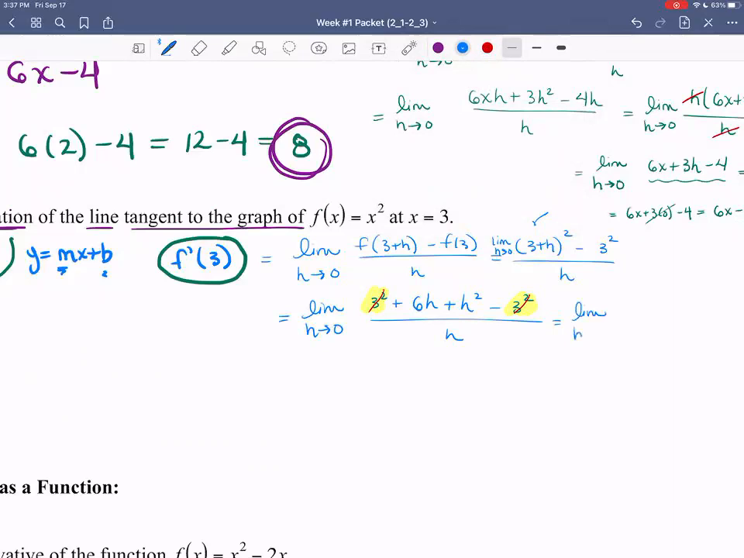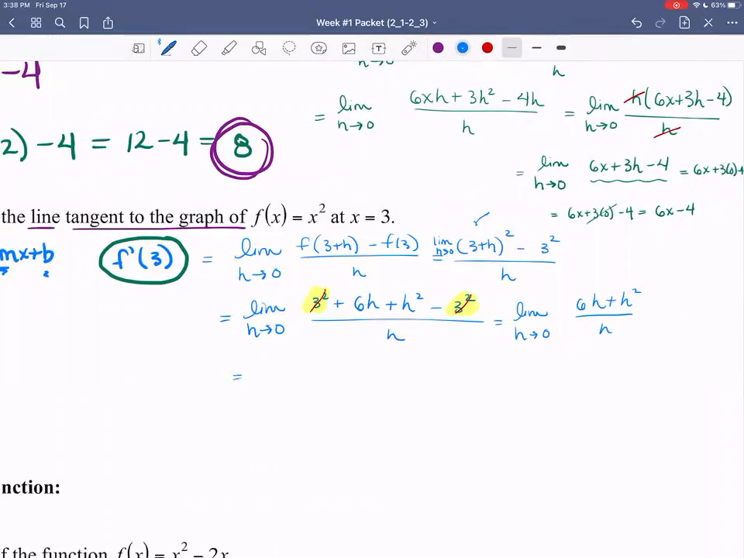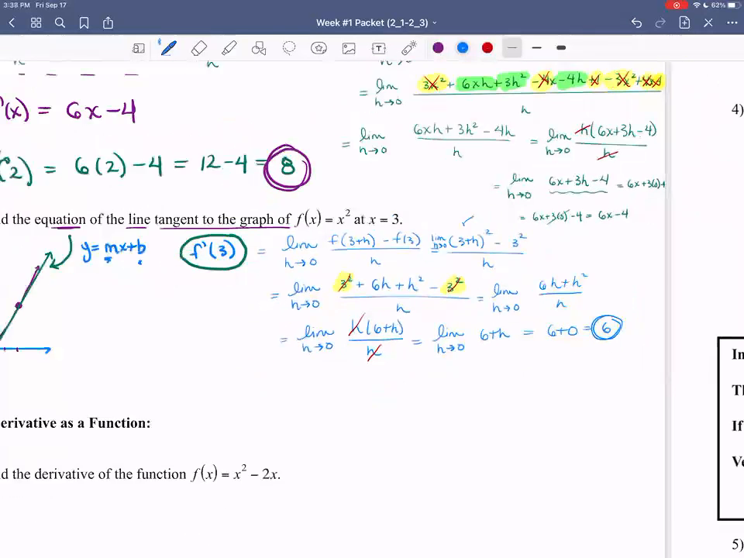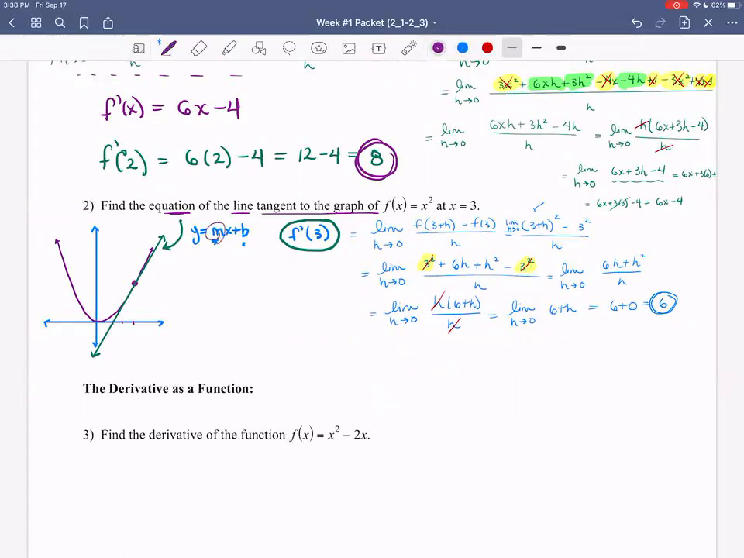So we have the limit as h goes to 0 of 6h plus h squared all over h. You'll notice that in the numerator, we can factor out an h. So we have the limit as h goes to 0 of h times 6 plus h all over h. And lovely, those h's cancel. Now we just have the limit as h goes to 0 of 6 plus h. We can evaluate this limit by plugging in h equals 0. So this becomes 6 plus 0, which is 6. There we have the slope of our tangent line.